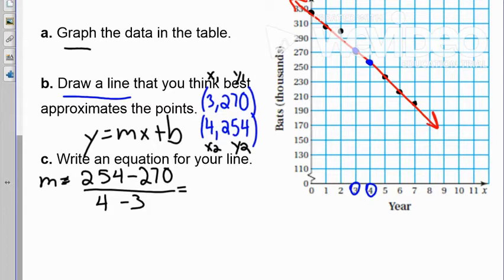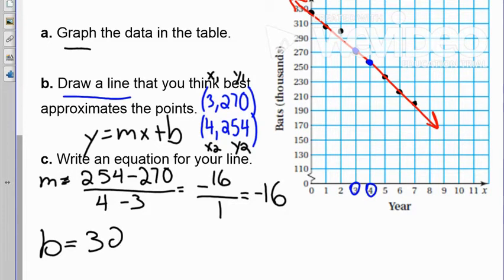And now we need to find our y-intercept. If you see on the graph, it is going through that point at 327 when it crosses. So we put those together. We've got y equals negative 16x plus 327. Okay, that is the big equation that we are trying to get out of this scatter plot. That is what I'm trying to get out of you guys.